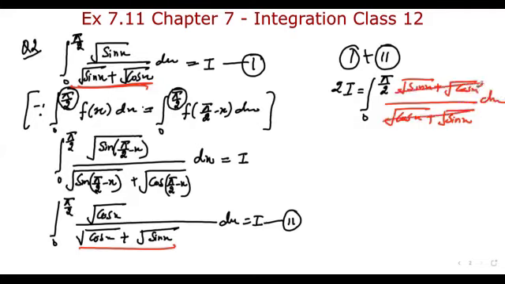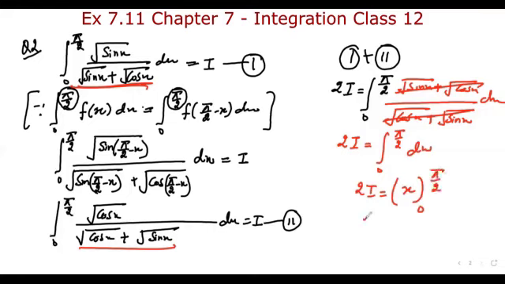This term and this term are going to cancel. So 2I is equal to integral 0 to pi by 2 dx. So integration of dx is x, putting the limit 0 to pi by 2. When we put the limit, it will be pi by 2 minus 0, meaning pi by 2. So the answer comes out to be pi by 4.